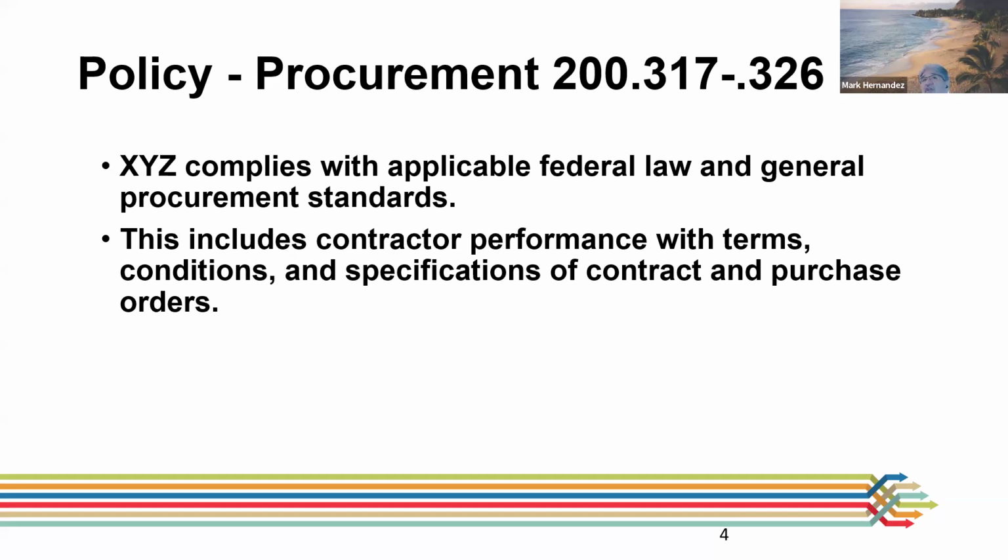What we want to do with the policy is say that we comply with those guidelines and everything. So by the federal law, general procurement standards, that's how broad you want to make it. In this case, what we did also is think about how broad that wants to be. Well, this also includes contract performance with terms, conditions, and specifications on contracts and purchases. That's kind of the broad area that you want to have your policy set. And then you can go deeper into that.